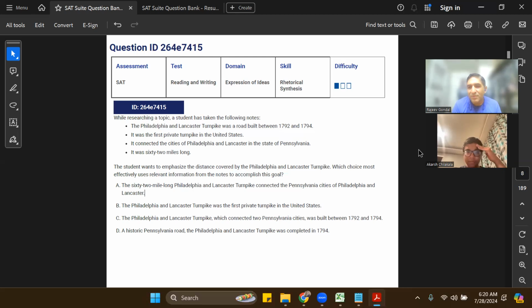They seem to be emphasizing that fact, the distance was the 62-mile long one. Certainly, yeah. See, it is very important how you save your time. The less you read, the more you understand. The problem is that they give so much stuff to focus on that it is very easy to get defocused, right?